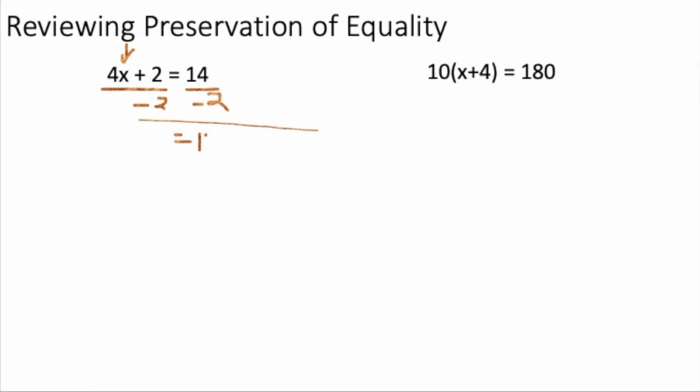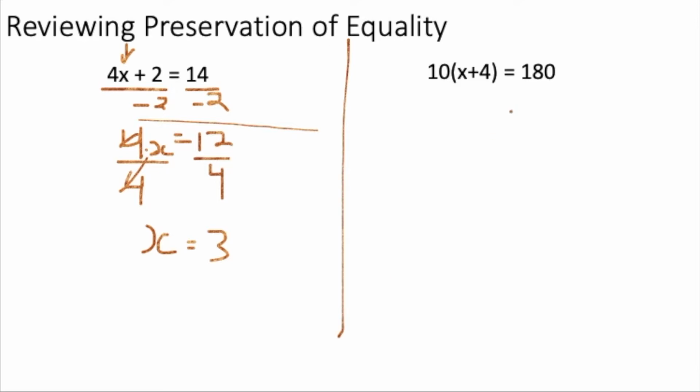And so now this is going to be equal to 12, and I have 4x here. Now this is multiplication. To undo multiplication, I need to do division. So I'm going to divide by 4, and then I'm left with x on this side because these cancel out and there's 1, and 1 times x is x. And then 12 divided by 4 is 3.